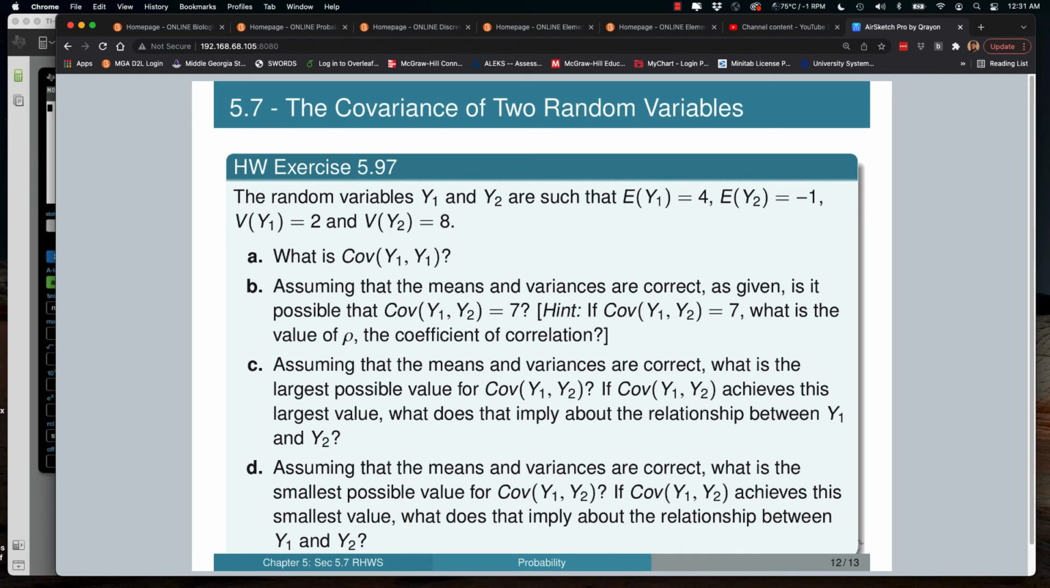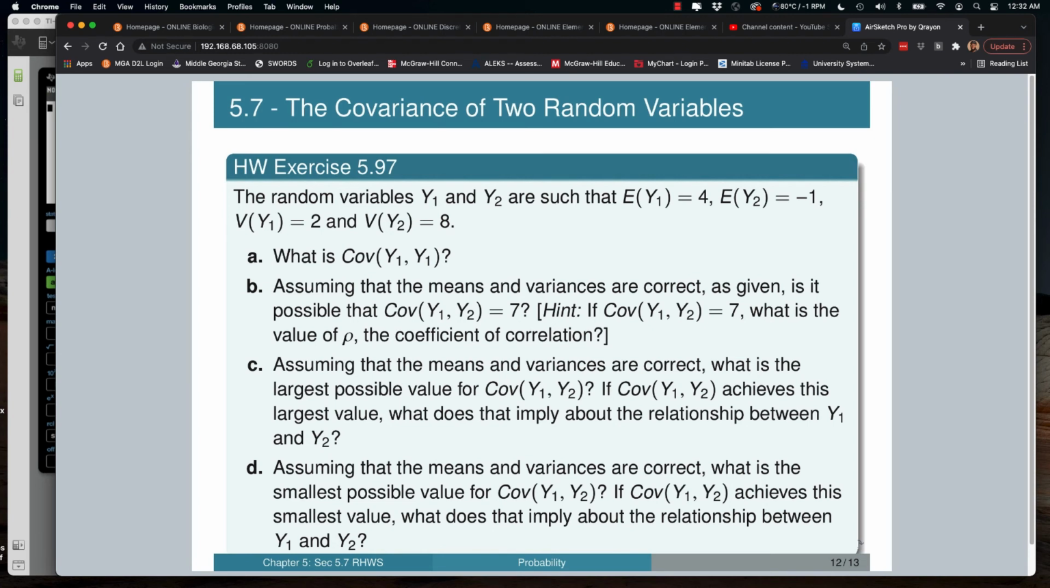Part B: assuming that the means and the variances are correct as given, is it possible that the covariance of y sub 1 and y sub 2 equals 7? And then they gave us a hint that if the covariance of y sub 1 and y sub 2 equals 7, what is the value of rho? In other words, what's the correlation coefficient?